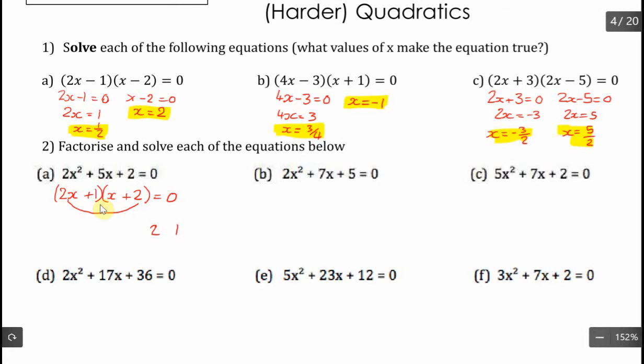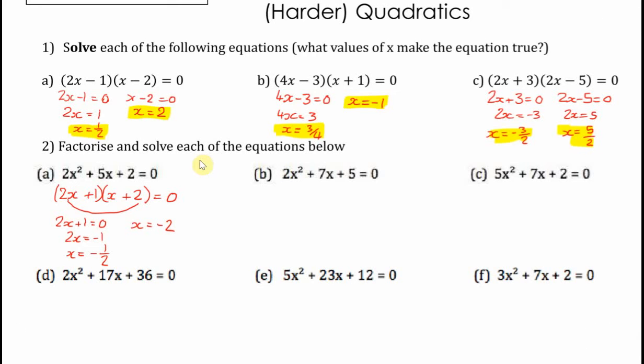And you can always check these by expanding out the bracket again. If you expand that out you should get this quadratic. Now don't forget we haven't solved it there. We've just factorised it, so now we have to solve it by doing what we did above. We're going to take away 1 and divide by 2, so the answer is -1/2. And this answer over here from this bracket is that x equals -2.